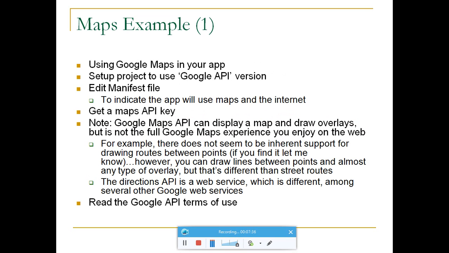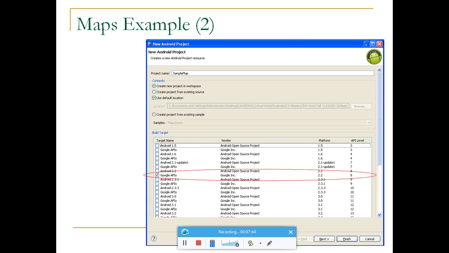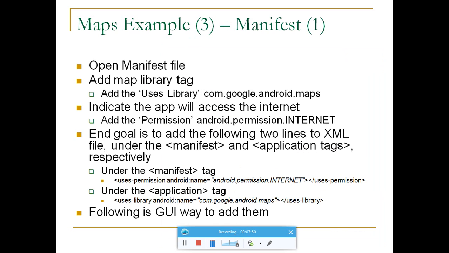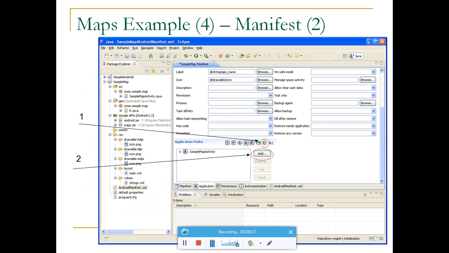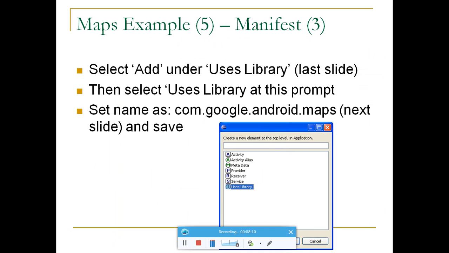For Maps, to use Google Maps in your apps, set the project to use the Google API version and edit the manifest for Google Maps. Use the default locations, Google Maps, Android 2.3.1, and the Maps example. Open the manifest file, add the map library tag, and indicate the app will access the internet. The goal is to add the following two lines of XML under the manifest and application tags. Following the GUI way to add the map, select the add option, select the library under the uses-library, and then select the library at the prompt.